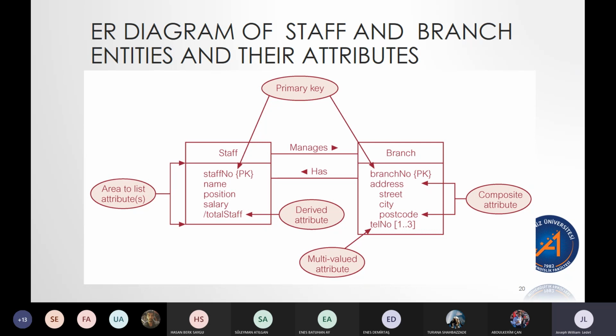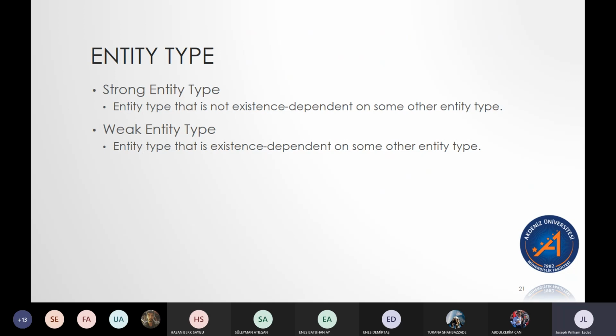Okay. A couple other terms that you might want to know is in a relationship, you can have a strong and a weak entity. Right? The strong entity is something that does not depend on the other for its own existence. A weak entity type is one that basically it doesn't make sense for it to exist without the strong entity type existing. Okay. An example, let's see.